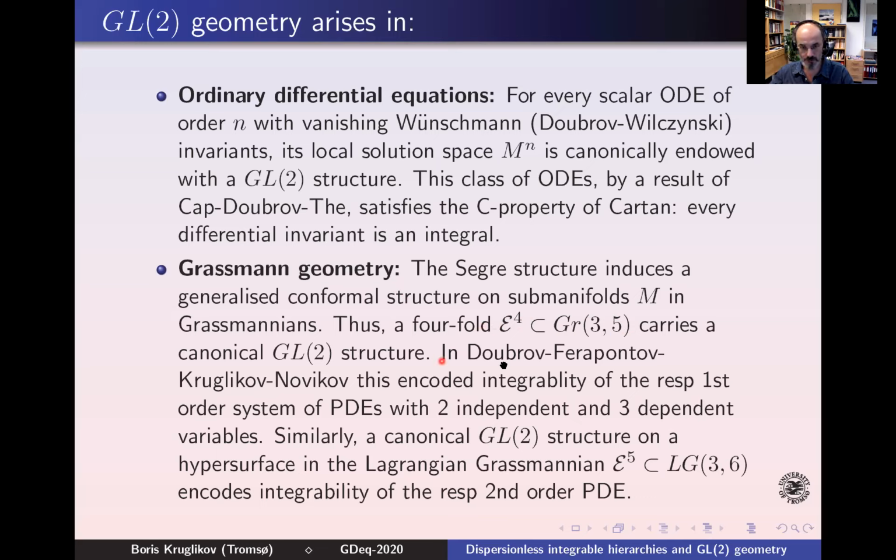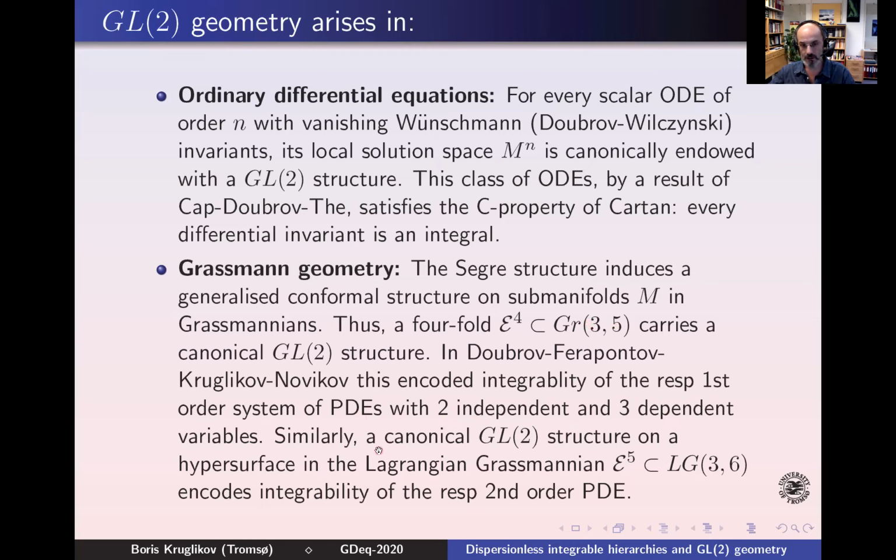And in the work joint with Dubrov, Ferapontov, and Novikov, we encoded integrability of the corresponding system. So once again, this is a codimension 2 submanifold in here. In the Grassmannian, usually this is a fiber of the first jet over the zero jet. So it encodes a PDE system of first order with 2 independent and 3 dependent variables. So this is 3, and 5 minus 3 is 2.